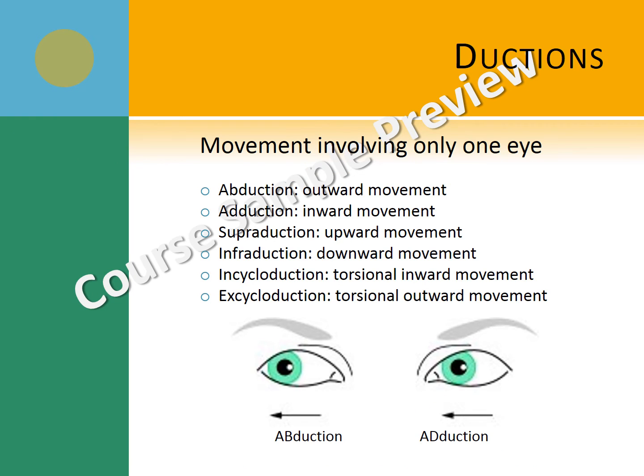Ductions are monocular movements. Abduction is looking out, away from the nose. Adduction is looking towards the nose. Supraduction is looking up, infraduction looking down. And then we have cycloductions, which are rotational movements of the eye in or outward.